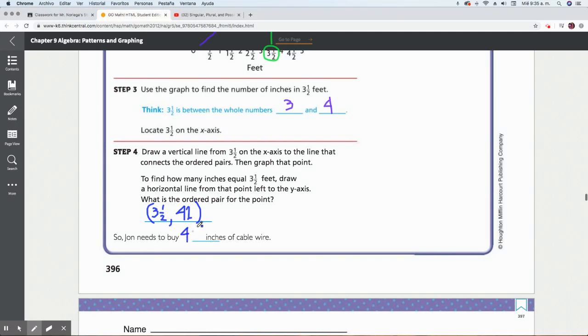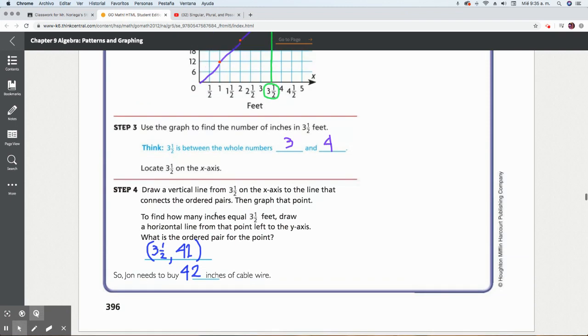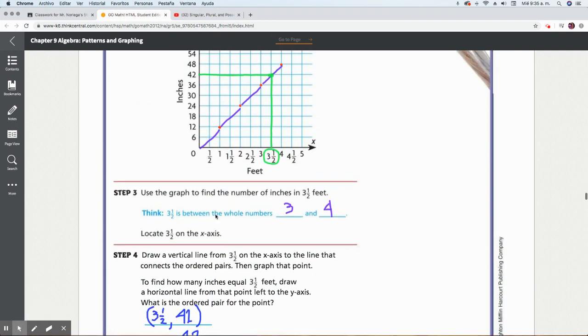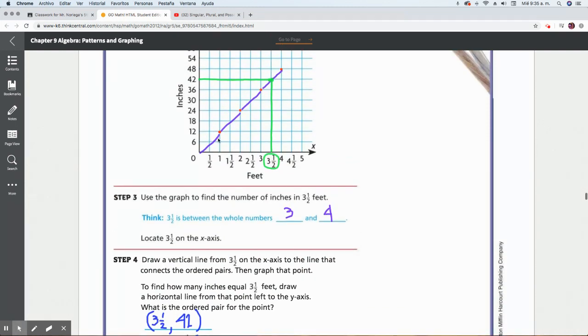Okay, because the number on the bottom represents the number of feet and the number on the y-axis represents the number of inches. So we just found how many inches are in 3 and 1/2 feet of wire by using our line plot, our line segments right here, the ordered pairs and everything else. All right, okay, moving on to the next page.